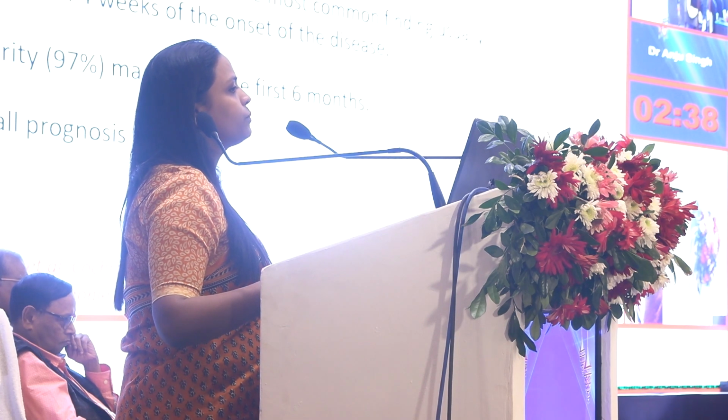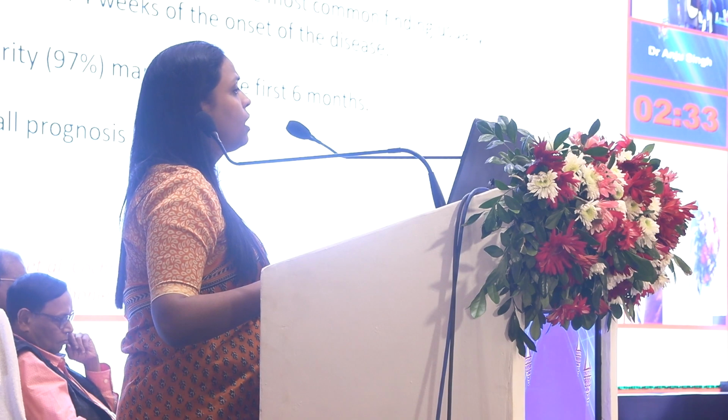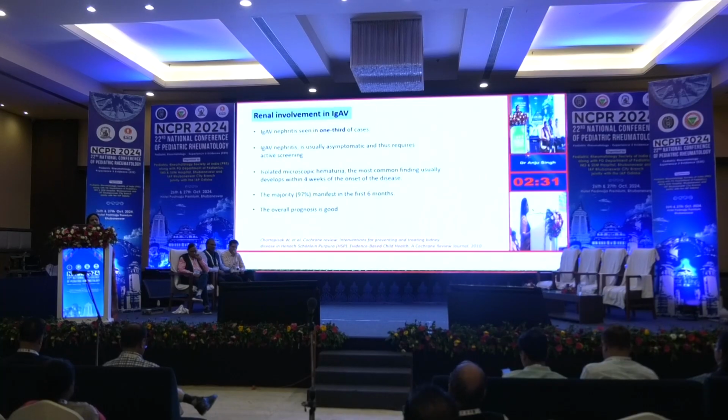Around 85% of the children who have IgA vasculitis nephritis are going to present within 4 weeks of the onset of the disease, and 97% will manifest within the first 6 months. So we should be actively screening these children for the first 6 months of the disease.